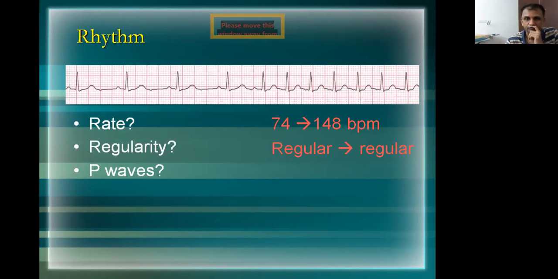P wave. Yeah, you can see a P wave here, but it's difficult to see whether there is a P wave here. Can you all see this is a P wave? Yes, sir. There are some normal complexes, and there are some complexes where you don't have a P wave. So that's why it's called regularly irregular. If you don't see a P wave at all anywhere, then it becomes irregularly irregular. That's atrial fibrillation.